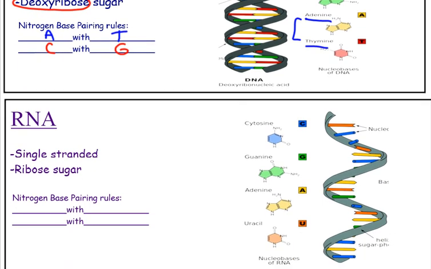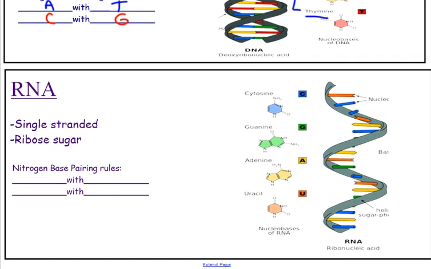On the other hand, RNA, similar yet different. It has its own sugar called ribose sugar, which is where it gets its name from. It only has one strand. And the reason it only has one strand is because DNA is too big to get out of the pores of the nucleus. So RNA, being one strand, is small enough to get out of the nucleus and get the message out to build proteins. So being single-stranded serves that purpose to get the message out.